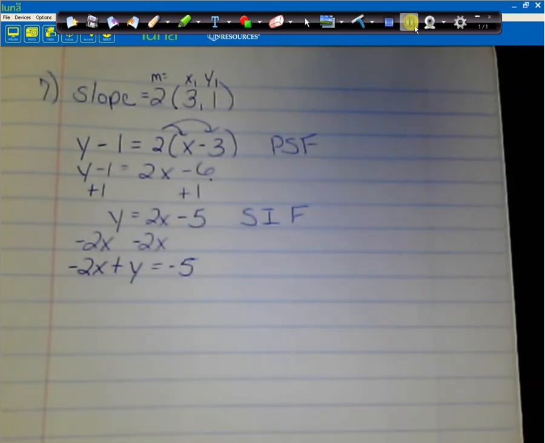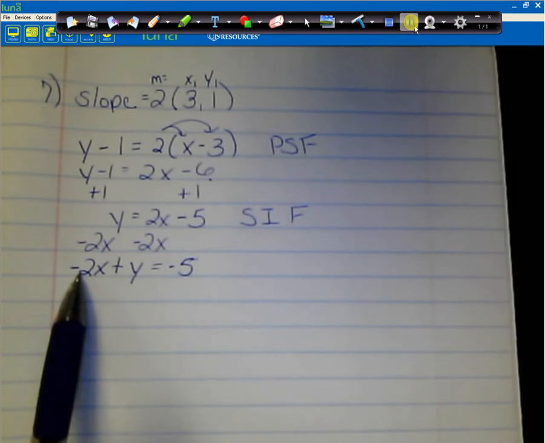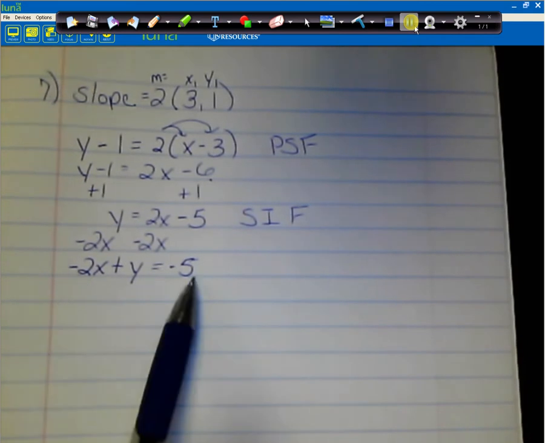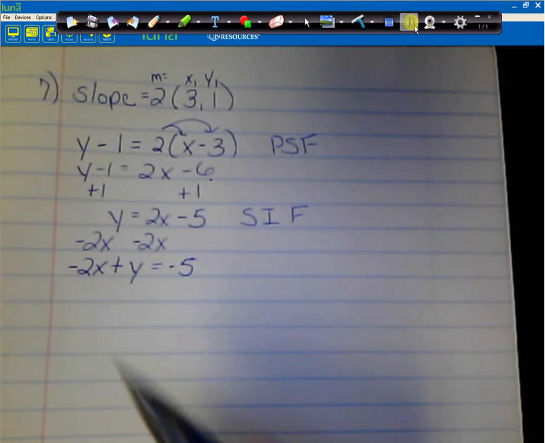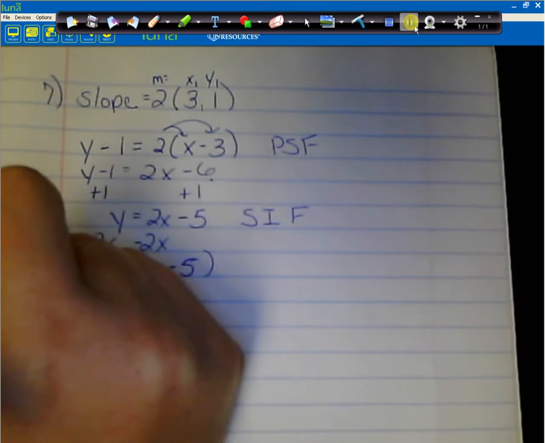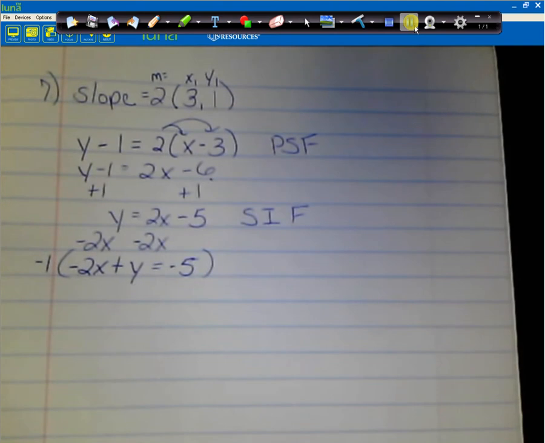Now, it looks like I'm just about finished. This looks like standard form. However, again, there's two things I have to check with standard. I have to make sure that there's not a negative here, and there is, so we're going to have to get rid of that negative. I also need to make sure that there are no fractions, and there's not any fractions here. I just need to get rid of the negative. So I'm going to multiply everything in here by -1.